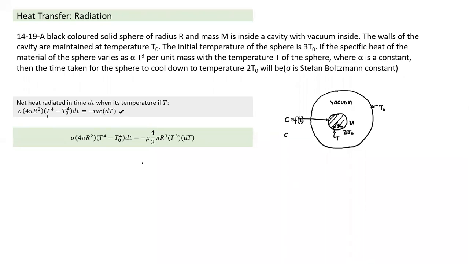Once I get this equation, can I find the time taken for the temperature, which is changing? We need to find the time interval corresponding to T changing from 3 T naught to 2 T naught. I arrange this very simply, with two variables, and integrate with appropriate limits. I can find the value of the time taken.